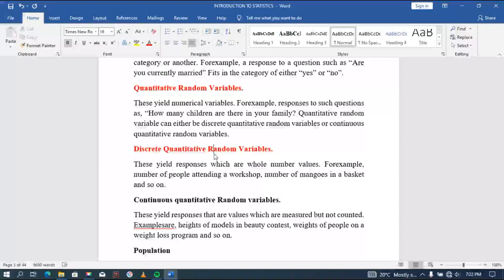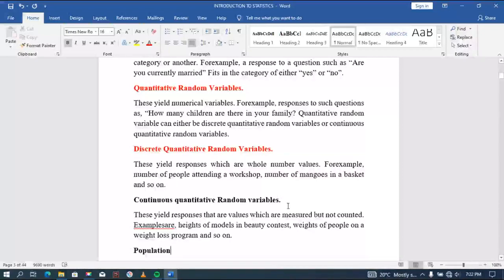So you find that you can get exactly this number of mangoes in the basket. You can exactly get the number of people attending a workshop, because you cannot have 1.5 persons attending a workshop. They will either be 20 people or none of the people, or zero people.